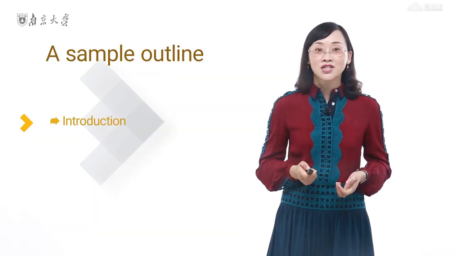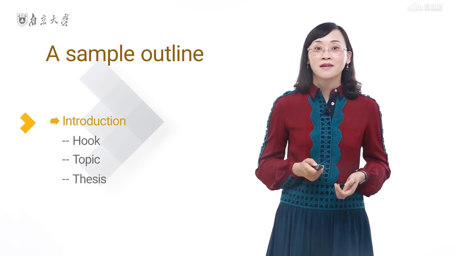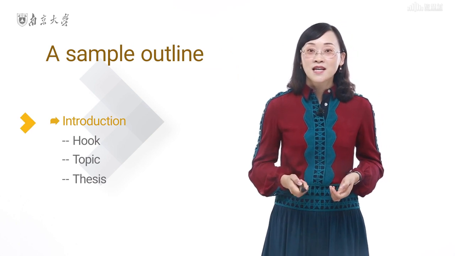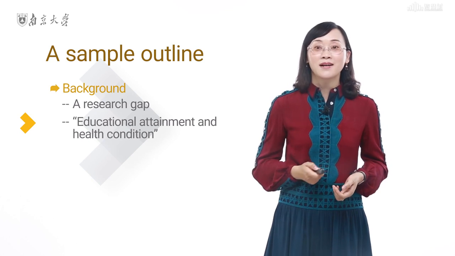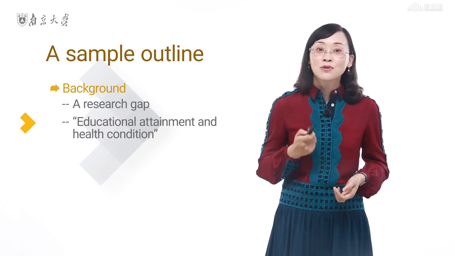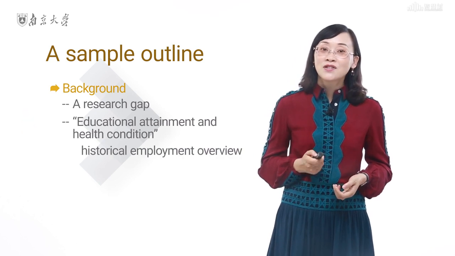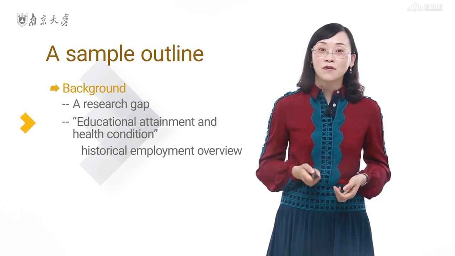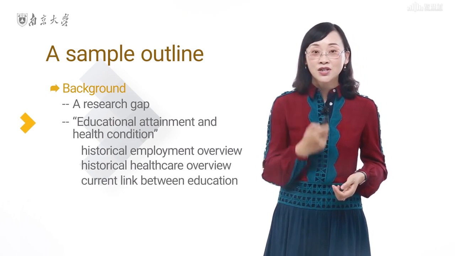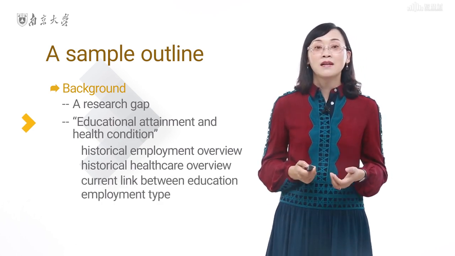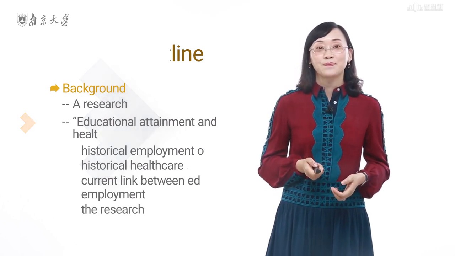Starting from the introduction, you raise the current problem as the hook and the topic. Then you move to the thesis statement of the paper. The second part of the paper is background, which provides a more detailed research gap. It covers the historical employment overview, historical healthcare overview, and the current link between education and employment type. Finally, the research gap is clearly stated.